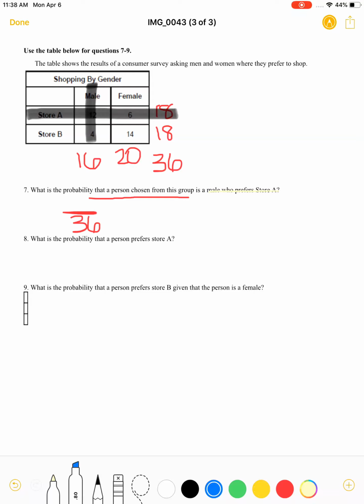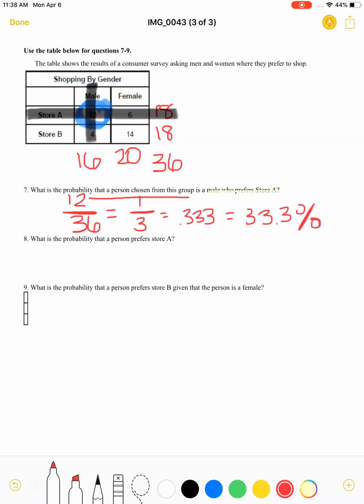And I shouldn't have used black, but we're all good. 12. Okay, 12 males said that they preferred store A. So that means that our numerator is 12. So 12 out of 36. Okay, so we want to reduce that, and that's a third. And then our decimal is 0.3333 forever. And that would be 33.3%. Okay. All right, number 8.